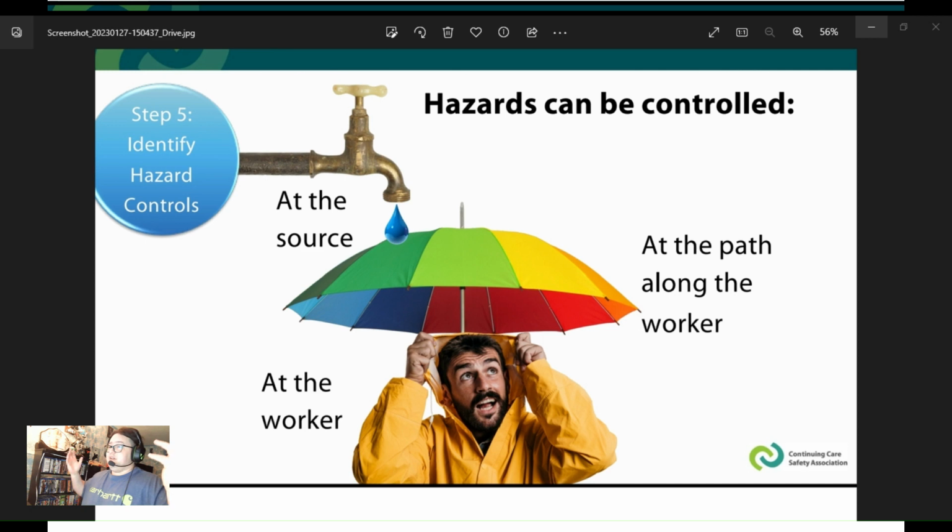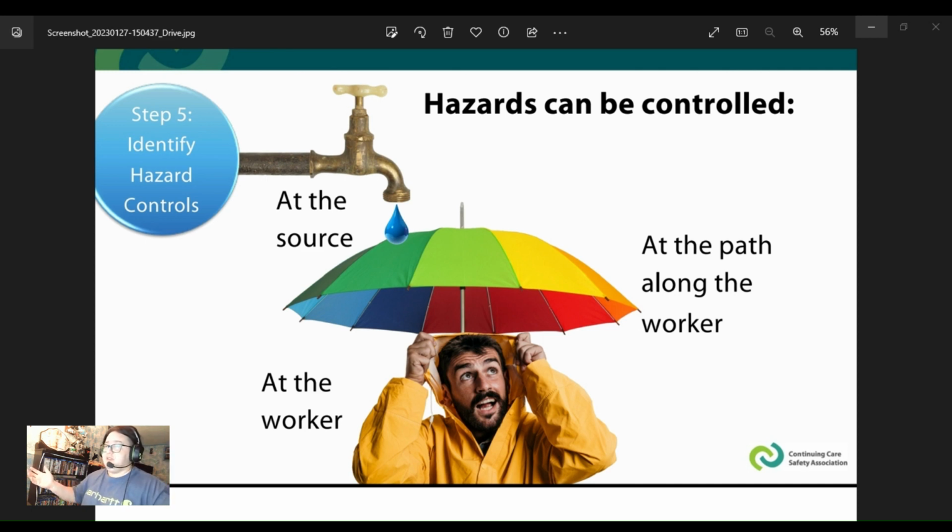So we have step 5, identify the hazard controls. Hazards can be controlled at the following three places. At the source, that's the most effective. So if a water main breaks, stopping that would be the most effective. Along the path to the worker, between the source and the worker, this does not remove the risk posed by the hazard, only reduces the risk to the worker from the hazard.